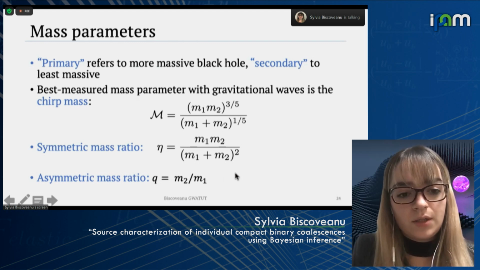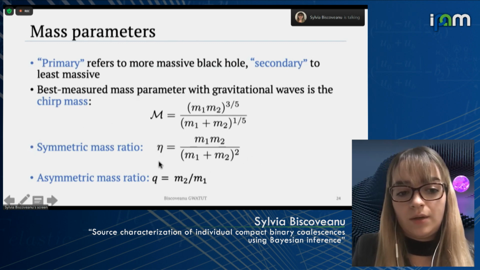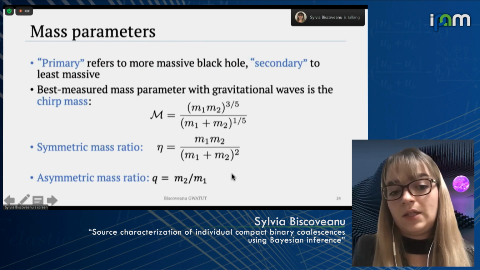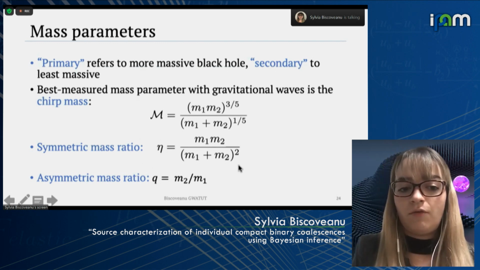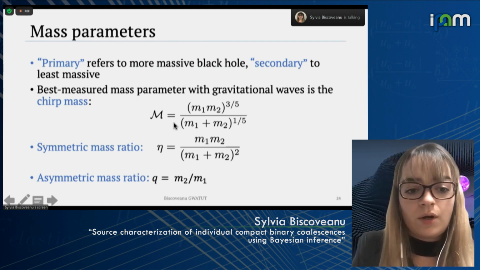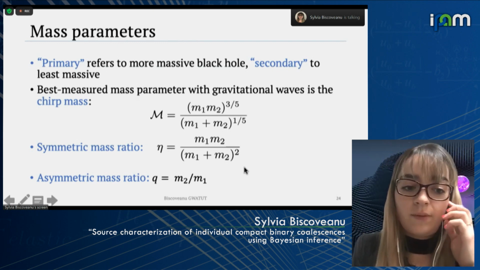And we can also look at what's called the symmetric mass ratio. So this is notated with eta, and this is just m1 times m2 divided by (m1 plus m2) squared. And again, this is just the particular combination of masses that enters the waveform at leading order. So this is why it's convenient to work with this particular version of the mass ratio.